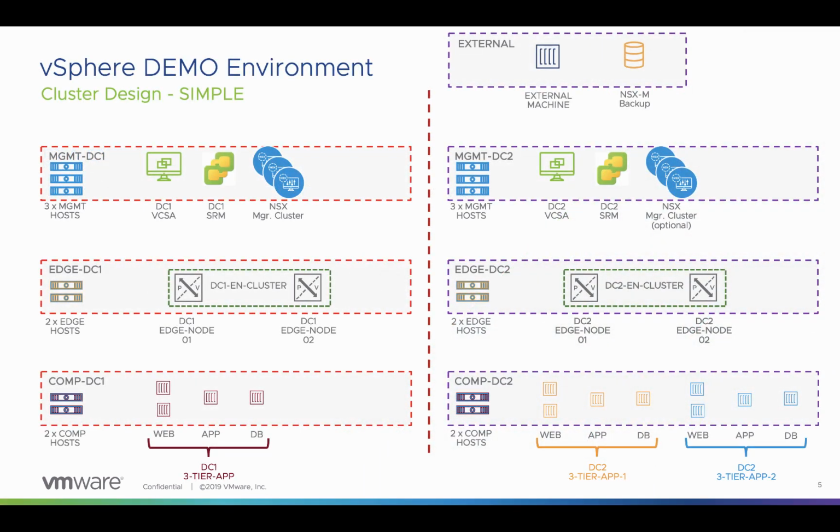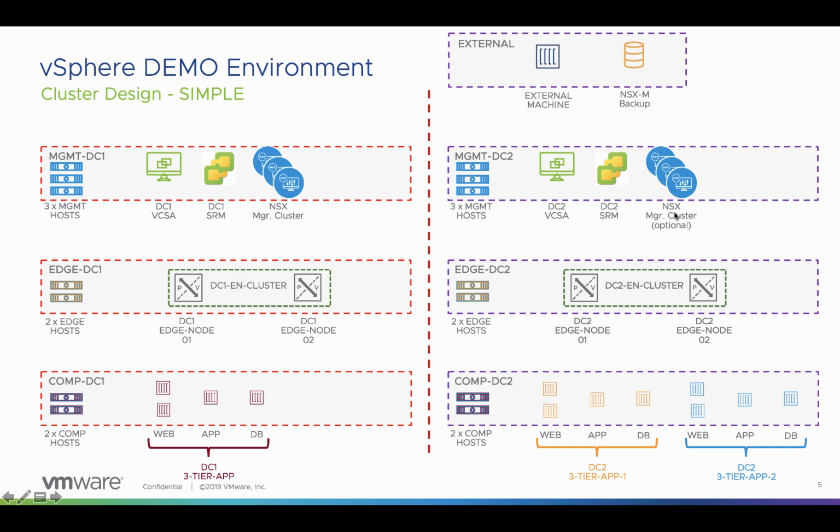This is how my demo environment looks. This is data center 1, DC1, and this is DC2. As you can see, I have different clusters here: a management cluster, an edge cluster, and a compute cluster. Within the management cluster, I'm hosting a vCenter server appliance, an SRM server, and the NSX manager/controllers. The edge holds the edge VMs, and the compute are basically just workload VMs. In data center 2, I basically have the same.